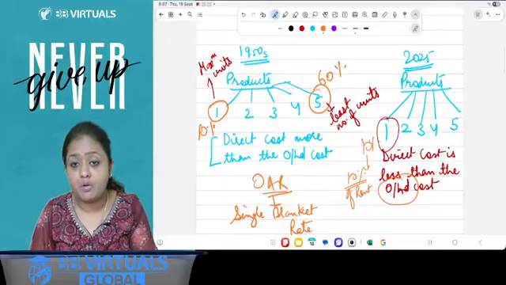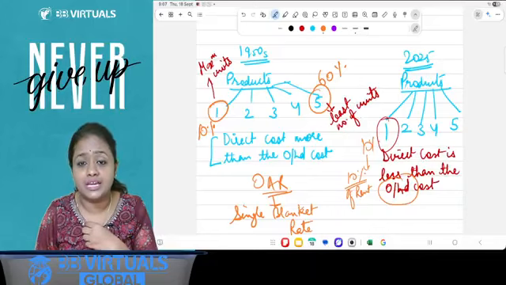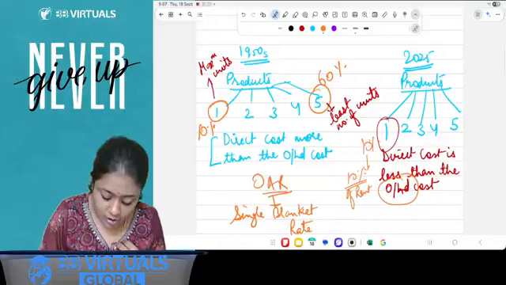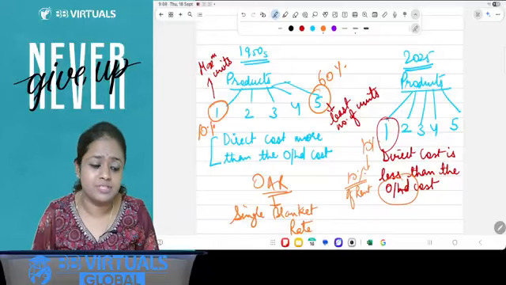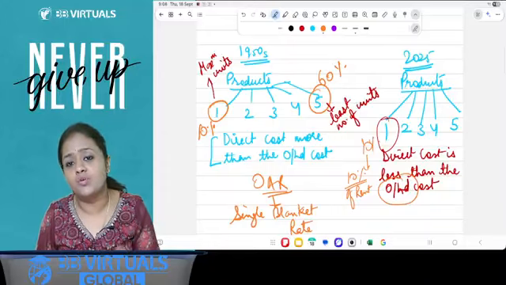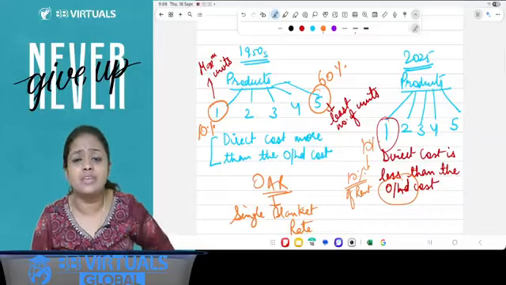That is why we call it a modern technique. We don't call it a traditional technique. Now I hope you know why we call the other a traditional technique: it was always based on the assumption that labor cost is more and overhead cost is less. Your direct cost is more and overhead cost is not very huge.